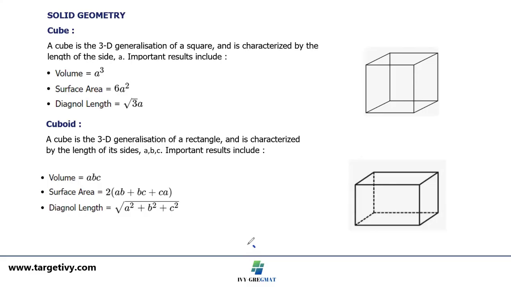A cube, a three-dimensional figure, which can be called an extension of a square. A cube is a 3D generalization of a square and is characterized by the length of the side, which are all equal. So if it is A, A, A, it's A. So all the sides are equal. So the volume of the cube is A cube. Surface area is 6A square. The diagonal length is root 3A.